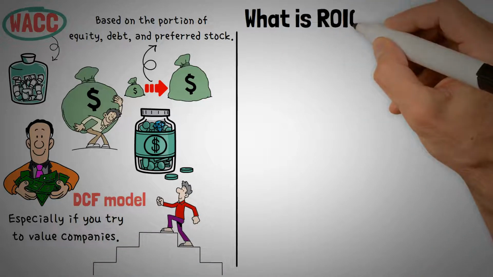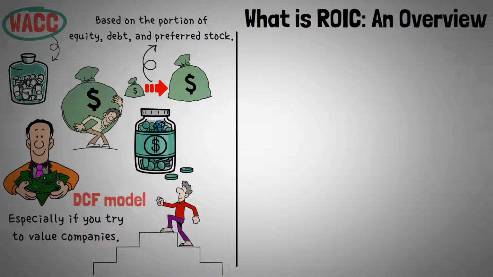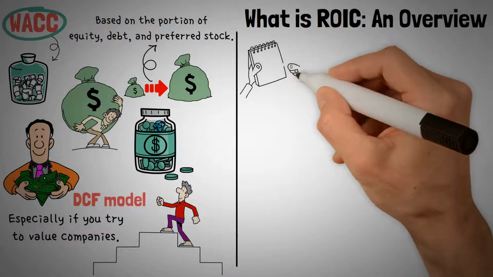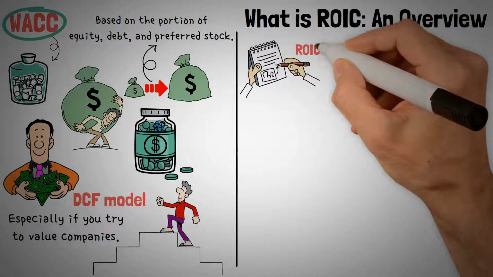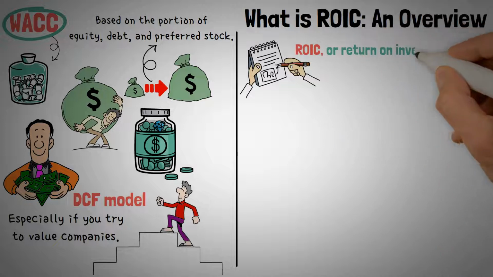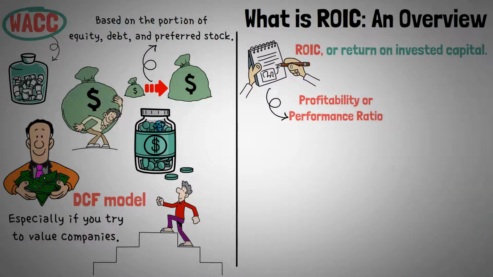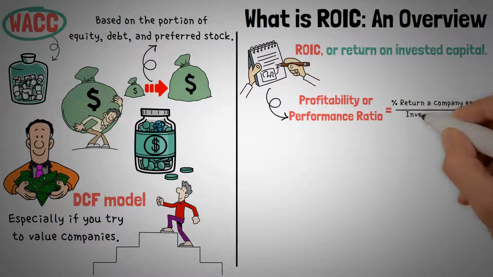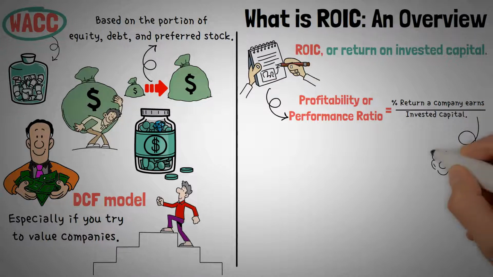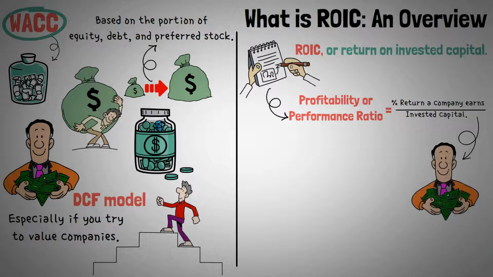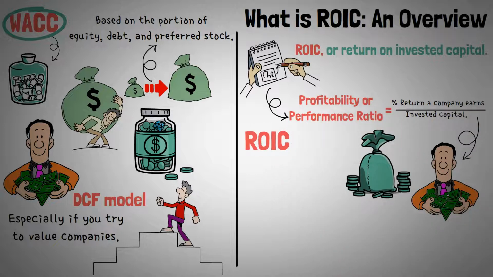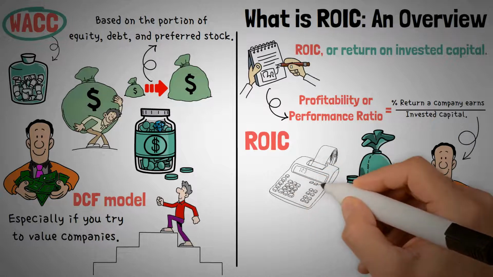What is ROIC? An overview. On the other side of our comparison, we have the metric ROIC, or return on invested capital. The ROIC is a profitability or performance ratio that measures the percentage return a company earns on invested capital. The ROIC tells us how efficiently a company uses the investor's money to generate income. Companies like to use ROIC as a benchmark to calculate competitors' value.